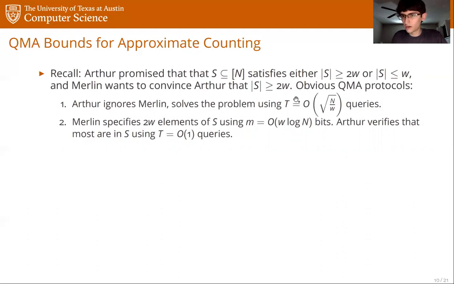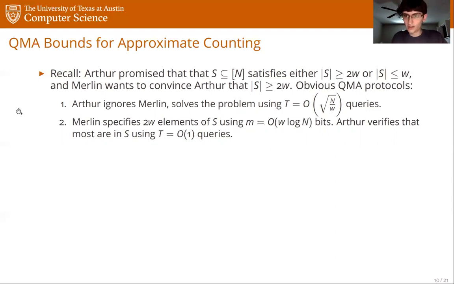But really, Arthur only has to check that W plus 1 of them are marked, because he's promised the set has size at most W or at least 2W. So he can verify that W plus 1 of the things that Merlin sent are marked using just a constant number of queries, by randomly checking the things that Merlin sent.